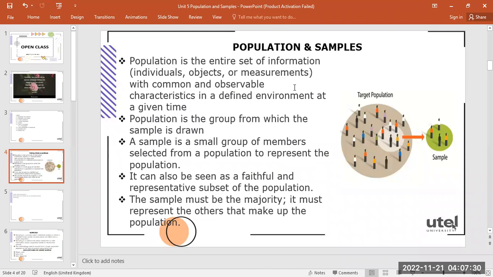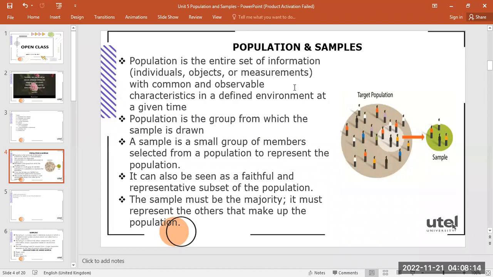A typical example is when you want to carry out a study about the performance of students at UTEL University. Now, the entire student body enrolled at UTEL University is referred to as the population of study. Another example of population is if you want to carry out a study on post-traumatic stress disorder among the military personnel in the Mexican army, then of course the entire number of personnel serving in the Mexican army forms what we call your population. So population is the group from which a sample is drawn.